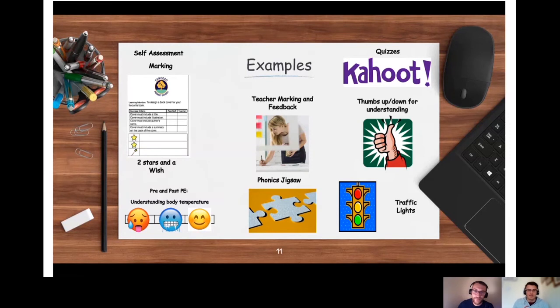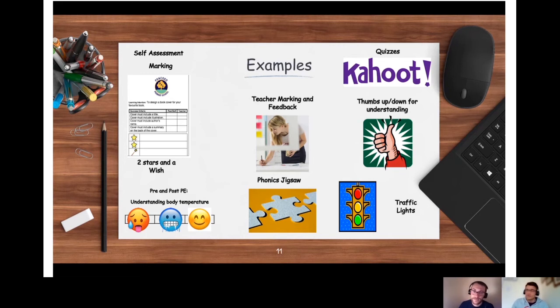Like the emoji faces, which I touched upon on the last slide, and of course I mentioned two stars and a wish as well, and the peer self reflection assessment piece. Yes, that was the one I created for my school, the one I just mentioned. So that's how it looks. They just had a copy of that, they filled it out and stuck it in their book. Absolutely, that's a great idea as well.